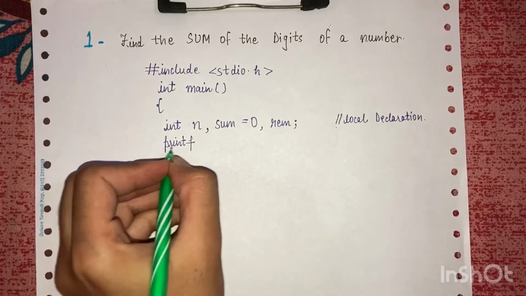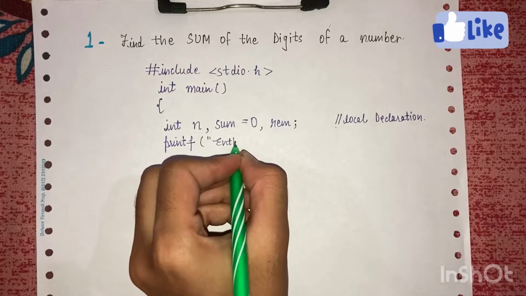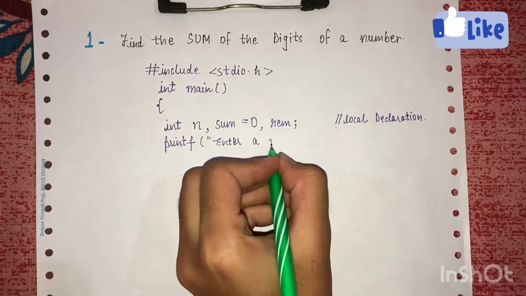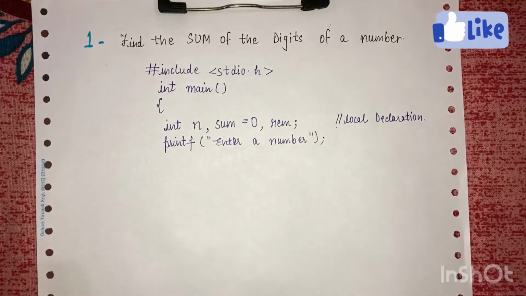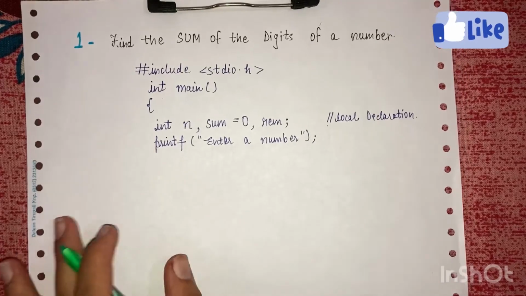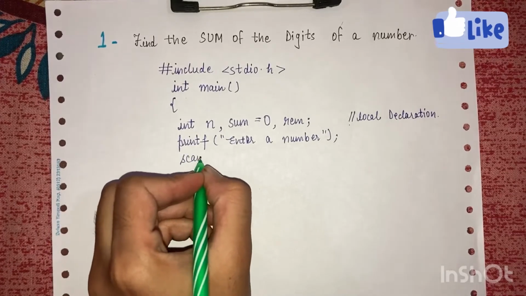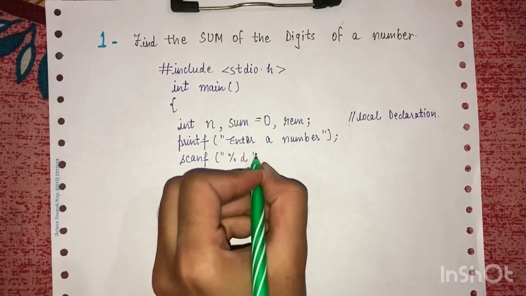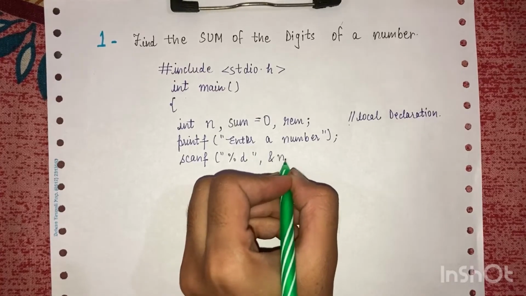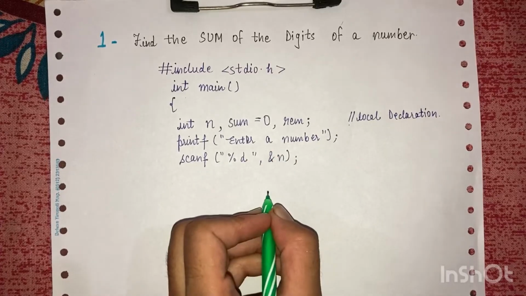We use the printf function to give the command "enter a number". Okay, so this is how we write. Then we will scan the value n, scanf, %d, and &n. So n will store the value that the user will input.